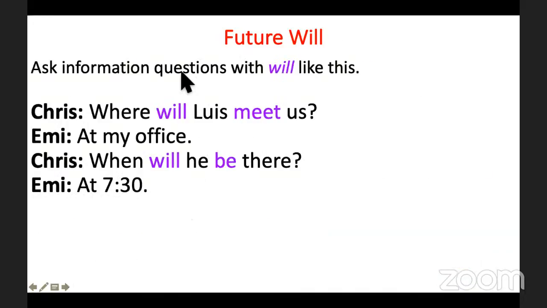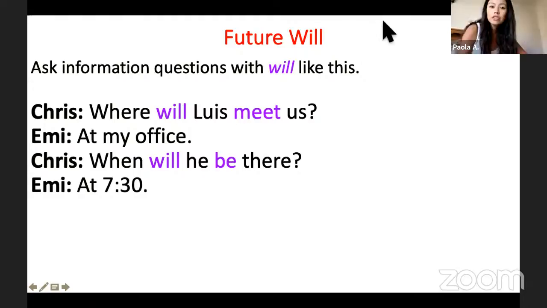And we can also use will to ask for information. So remember, when we want to know something, we can use any question word to find some information. For example, what, where, when, why, how, etc.